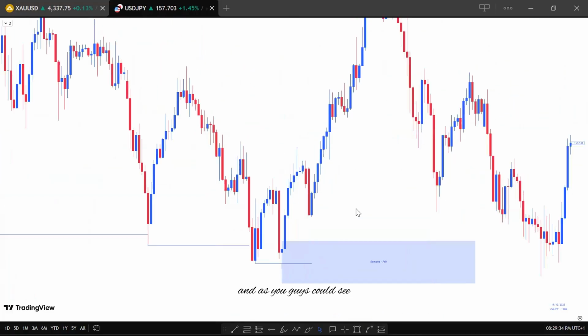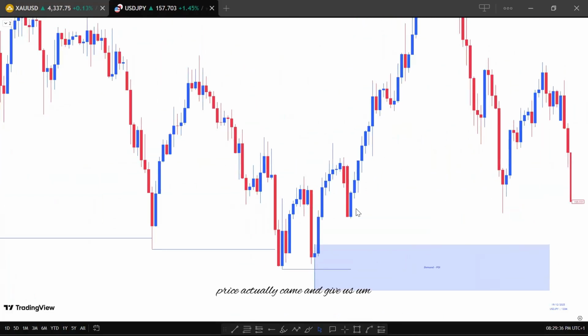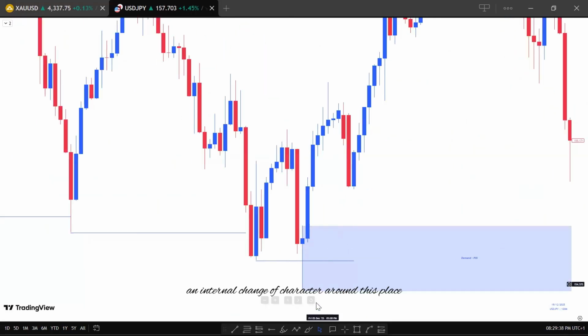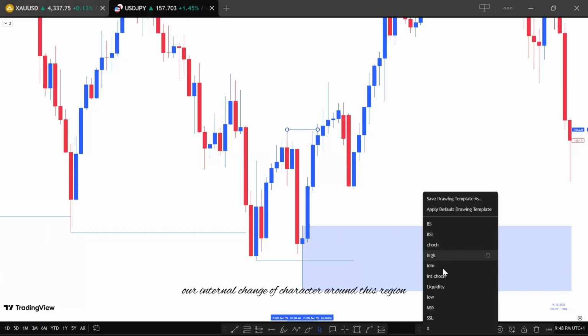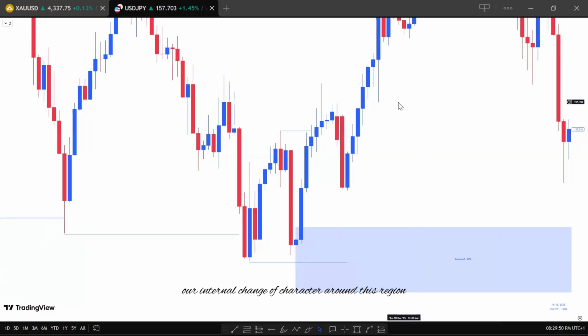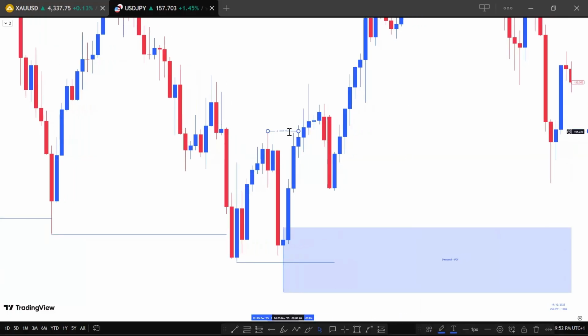And as you could see, price came and gave us an internal change of character around this place. Then we now know that we are bullish on USDJPY. We had our internal change of character around this region.